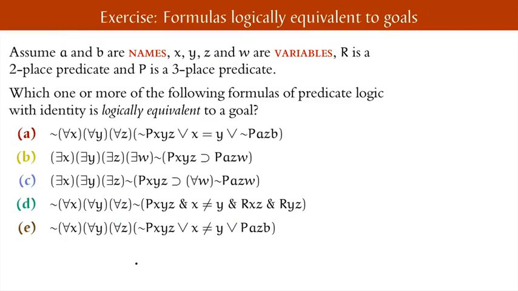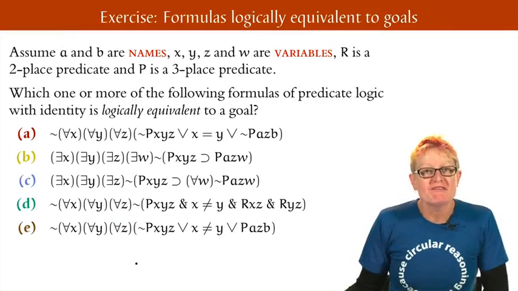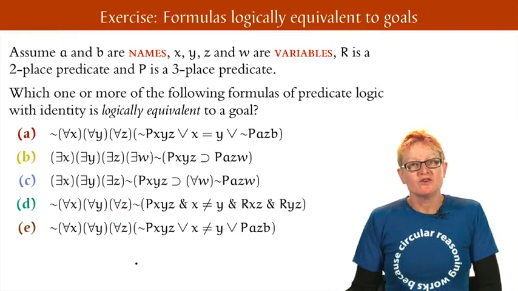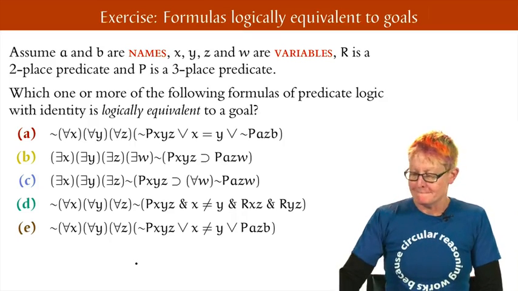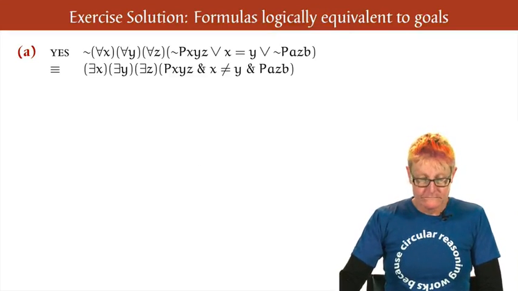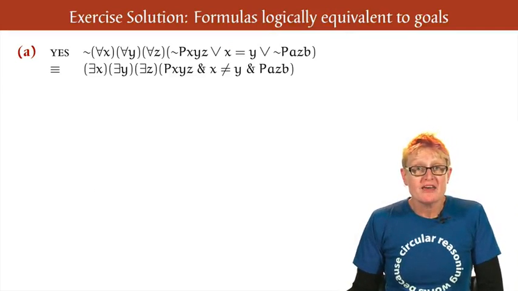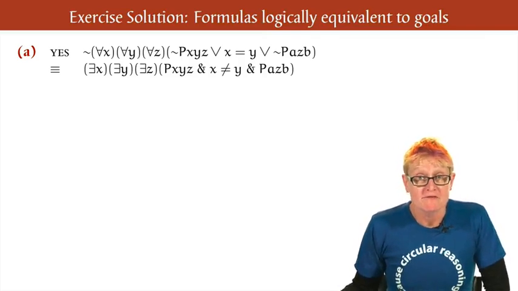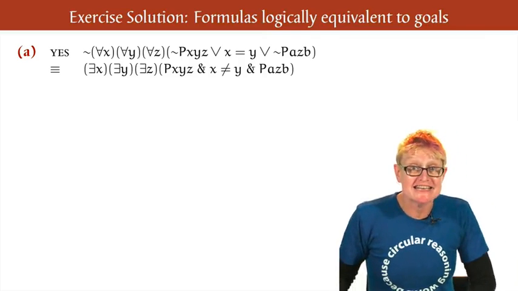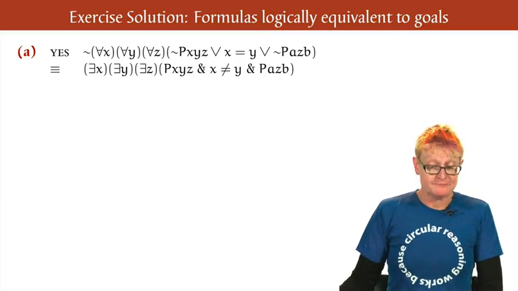Now, it's your turn. Which one or more of the following formulas is logically equivalent to a goal? How did you go? We will work through the 5 options in turn. For this exercise, we get 3 yes and 2 no answers.